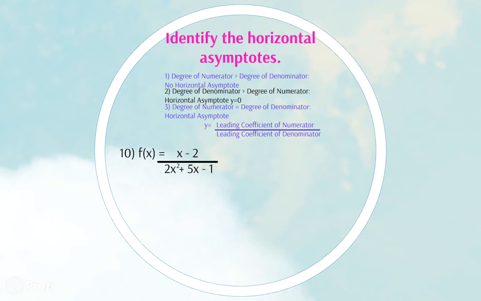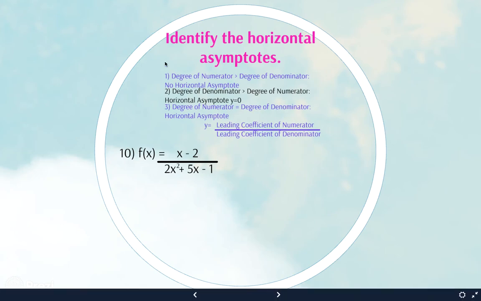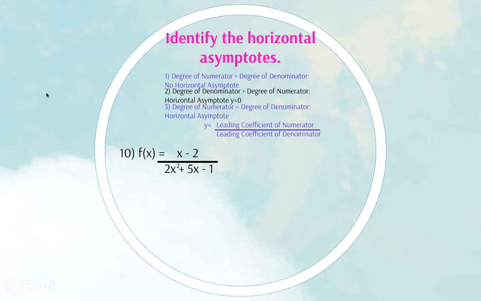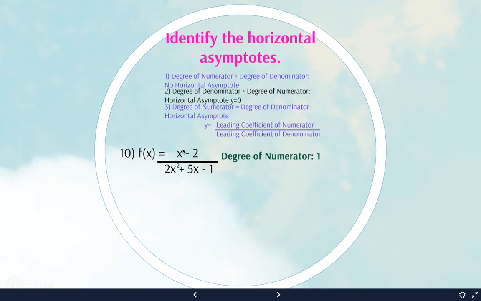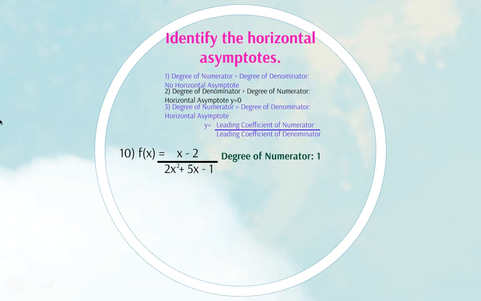So we're on example 10. If you think you understand how to do this, pause the video and see if you get it right. We're just following these 3 rules up here. Again, we identify the degree. What's the degree of the numerator? It is 1, because if I don't see an exponent, there's secretly a 1. What's the degree of the denominator?